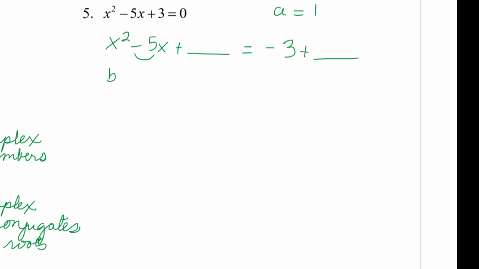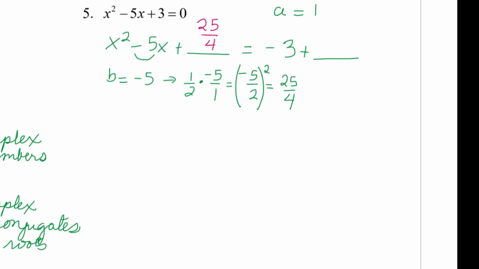b is negative 5. And we need half of that. So this is not an even number. So I'm going to make it into a fraction, put a 1 under it. And this means that half of b is negative 5 over 2. And now you need to square that. So square this negative 5 over 2, and we get 25/4. Yes, this ugly fraction gets added here and here. So 25/4.